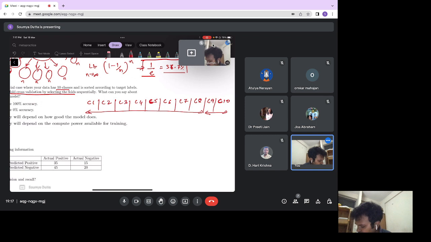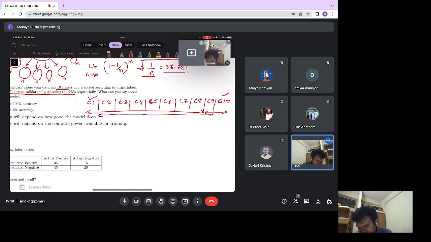Okay, in the second case you will have C2 to C9 as the training data and C1 and C10 as your testing data, and so on. So you can understand how this will go. Next case you will have C3 to C10 as your training data and C1 to C2 as your test data, and so on. So I hope you are getting the point how this cross validation is being done.